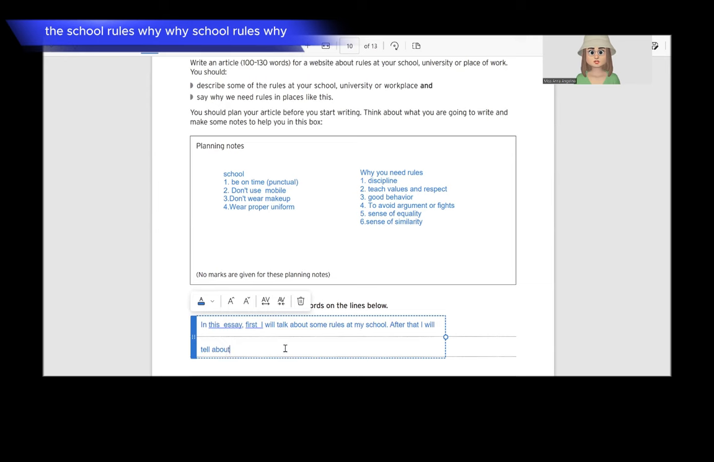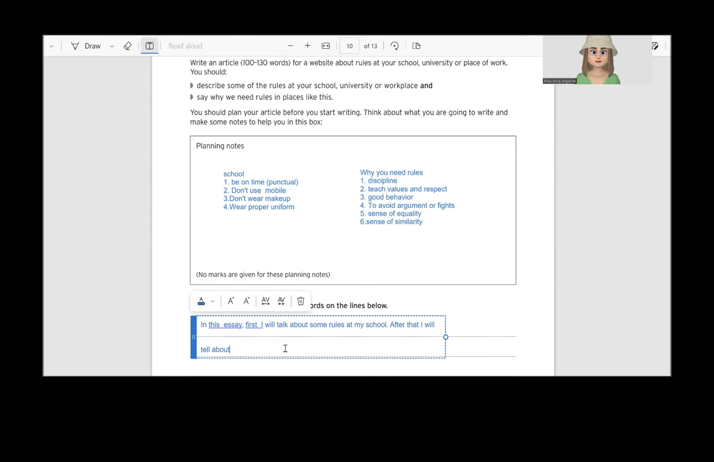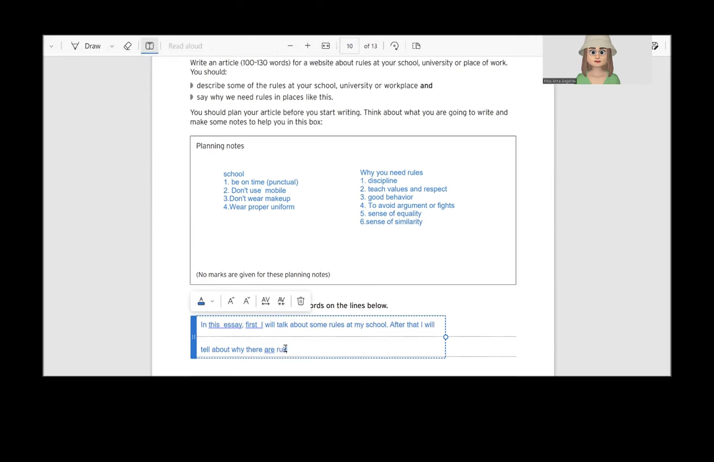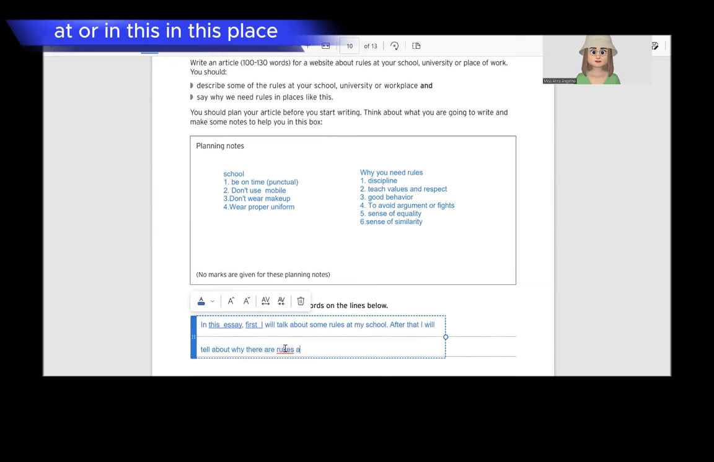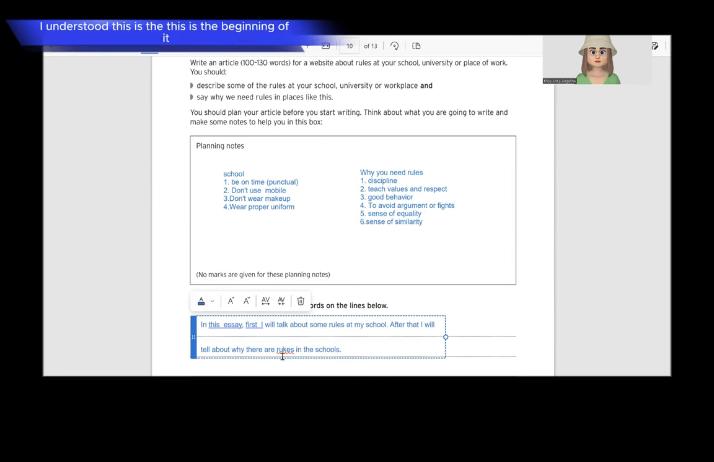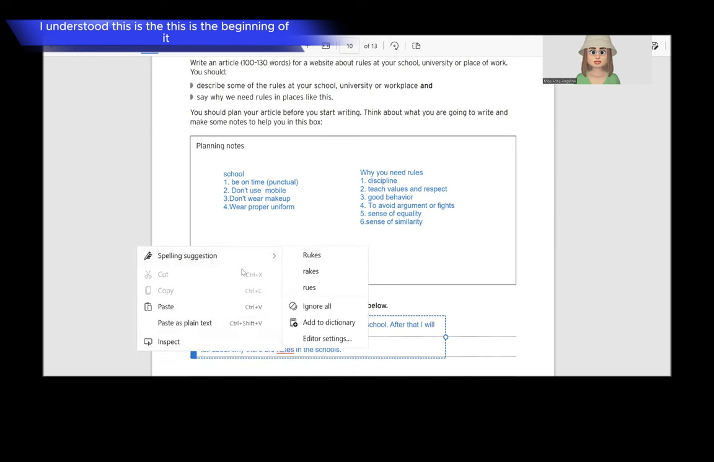Why school rules? Why we have school rules in school, right? Yes. Tell about why there are rules at or in the schools. In the schools. Nidhi, do you understand me? Yes, I understood. This is the beginning of it.